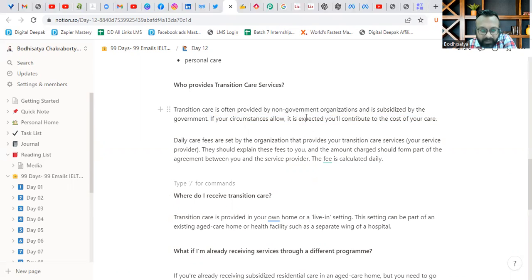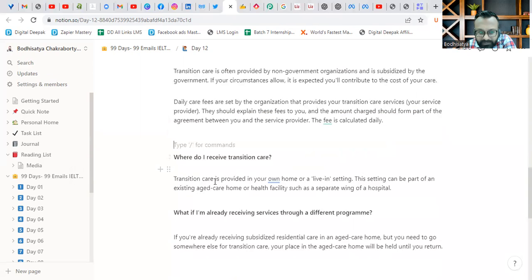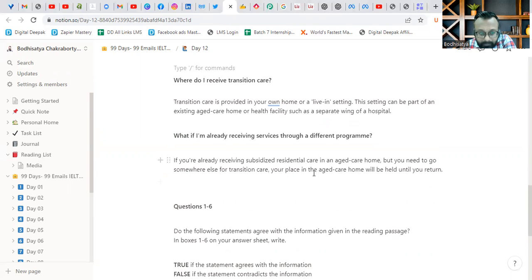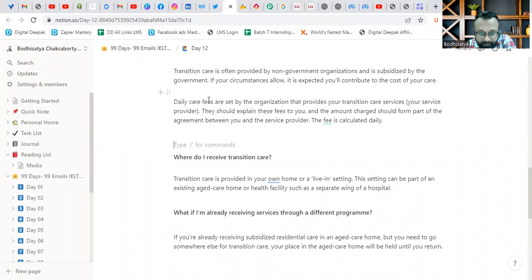Now, let us try to find the answer to this particular question. Transition care is provided in your own home or a live-in setting. The setting can be part of an existing aged care home or health facility, such as a separate wing of a hospital. Before that, daily care fees are set by the organization that provides the transition care services. That is your service provider. They should explain these fees to you, and the amount charged should form part of the agreement.